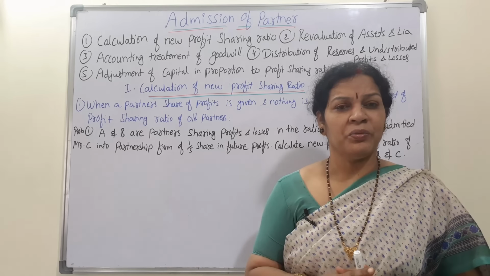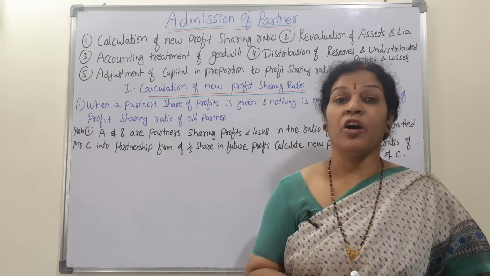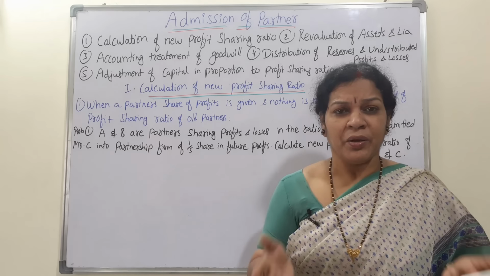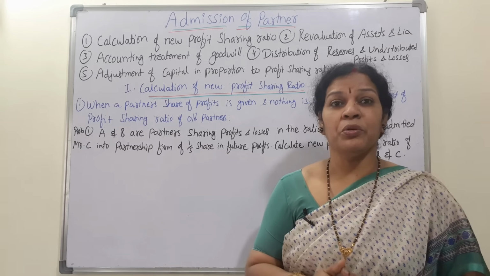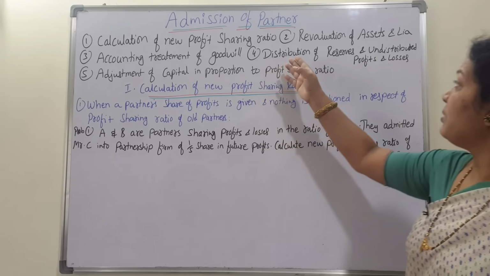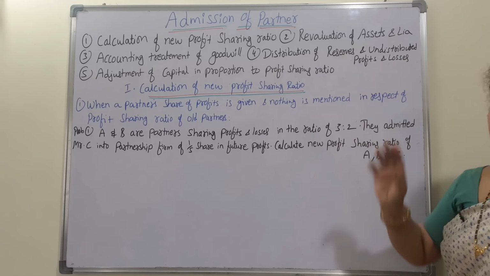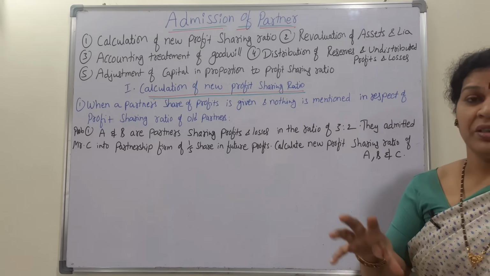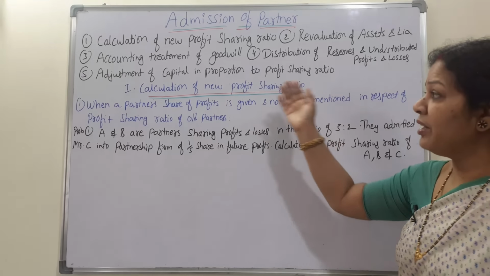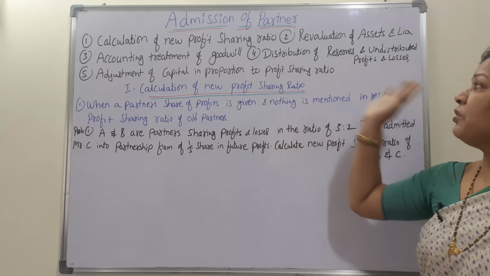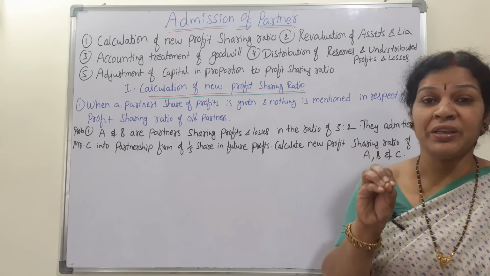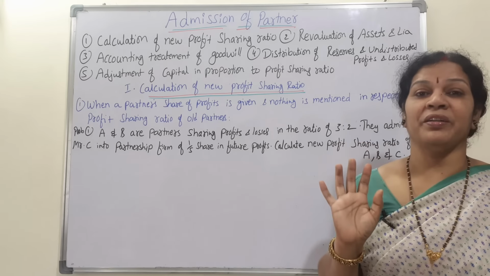Once we calculate the goodwill, we will decide how much the new partner has to bring as goodwill. Means we have been working for 10 years, so for that, what goodwill is he going to pay? So that is calculation of goodwill. And in the same way, distribution of reserves, undistributed profits and losses, how we have to distribute them, and adjustment of capital in proportion to the profit sharing ratio. So these are the 5 things we have to be careful about in admission of partner.